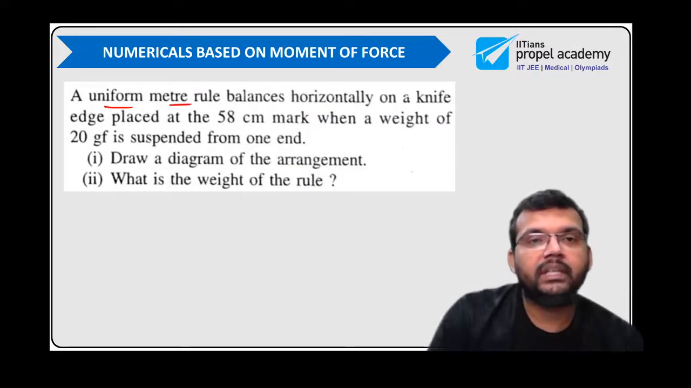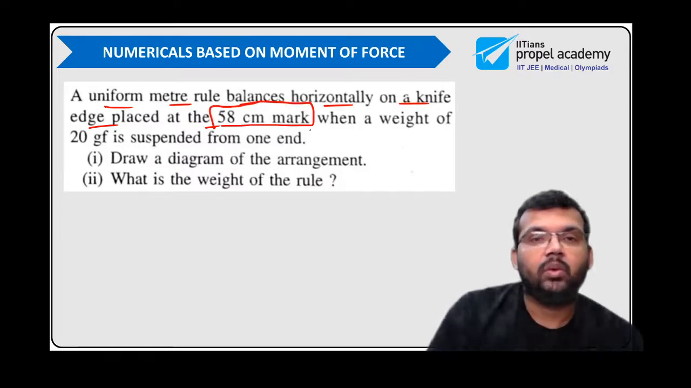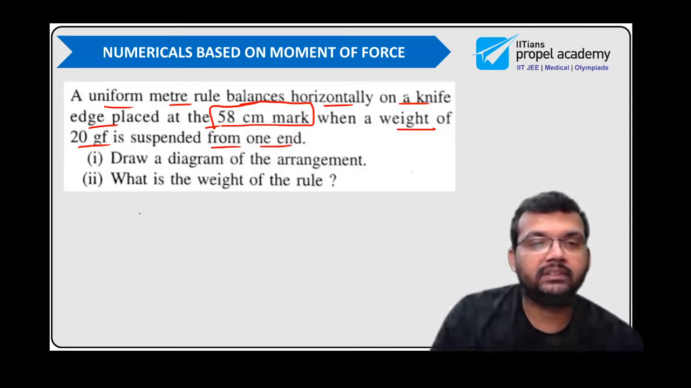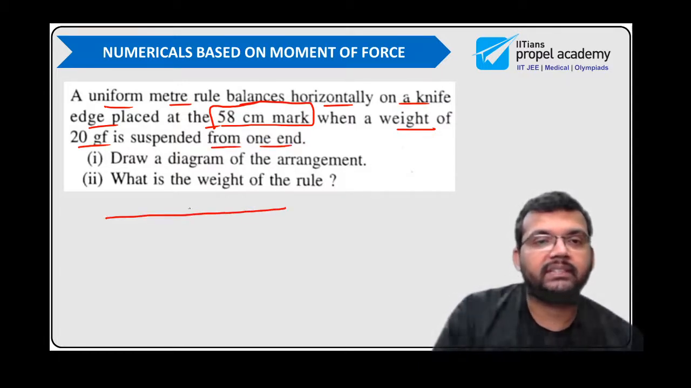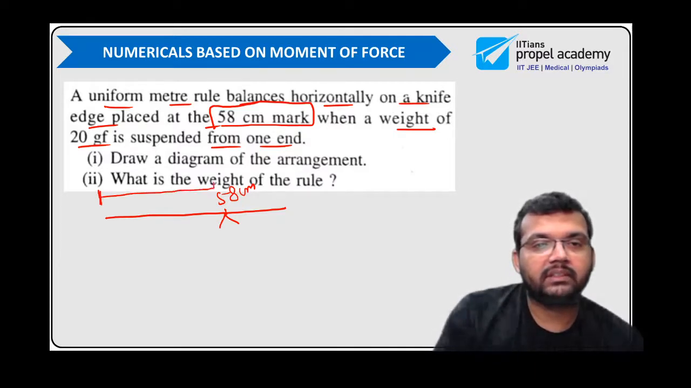A uniform meter rule balances horizontally with a knife edge placed at the 58 centimeter mark when a weight of 50 gram force is suspended from one end. It's a very good question. You have a scale like this. Exactly here you'll have 50. Now we have balanced somewhere here at 58 centimeters. So this length is 58 centimeters. Now from the other end you have hung a 20 GF force.